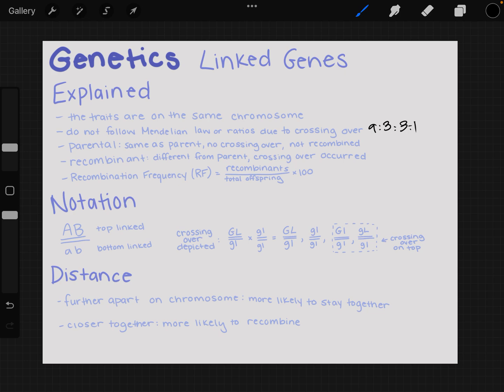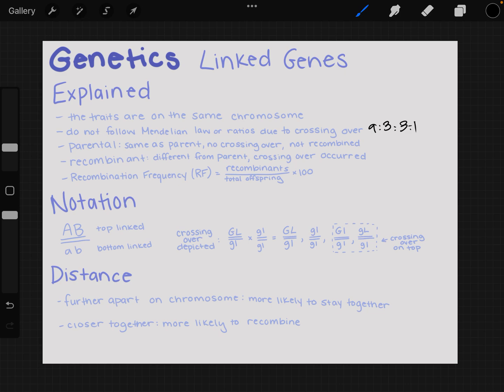I guess it's also important to mention, this is when crossing over would occur because we have the traits on the same chromosome. The further apart on the chromosome, the more likely to cross over. Oh my God, I'm losing my mind. I know what I mean, you know what I mean. Closer together, more likely to stay together.